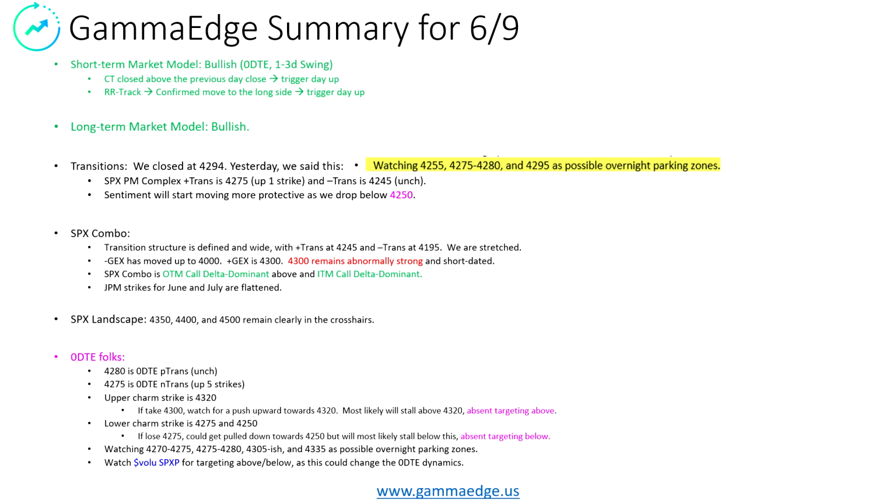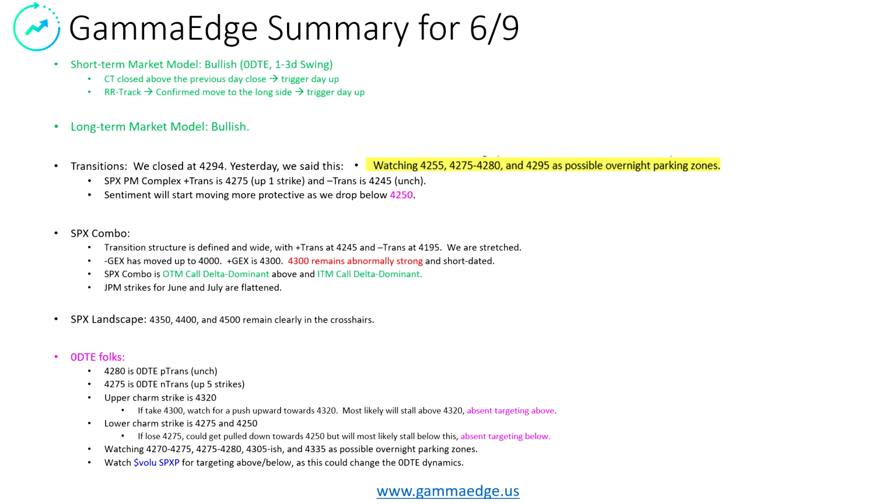If we do push above 4,300 today, we most likely will stall above 43.20, but this is absent any targeting. If you see targeting using the value command above 43.20, you know how to play that. Very clear signatures that we've been watching and have been playing to our benefit.